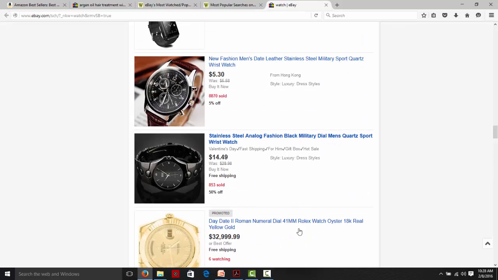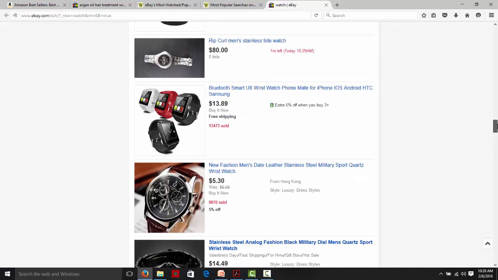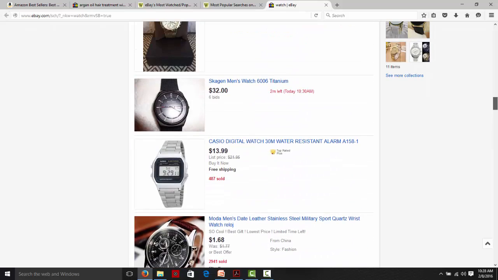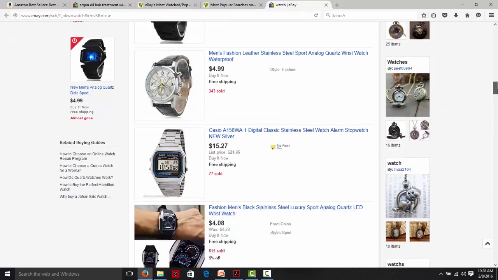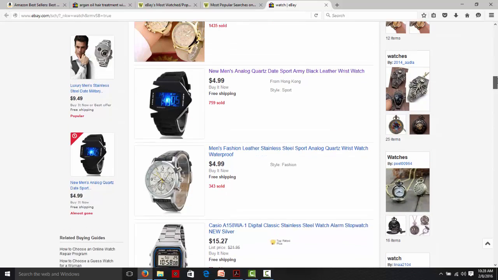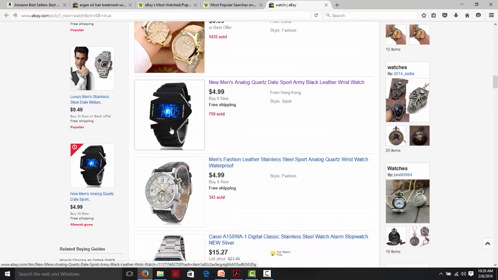Or no, this one better not. But there's a ton of different samples here. See, this is the one that I showed you, and this one, this is another one. Wow, this is really, really cool. I love this watch. See, Quartz Date Sports Army. This one right here, $5, and it sold like $7.59. So there's a huge market here, guys.